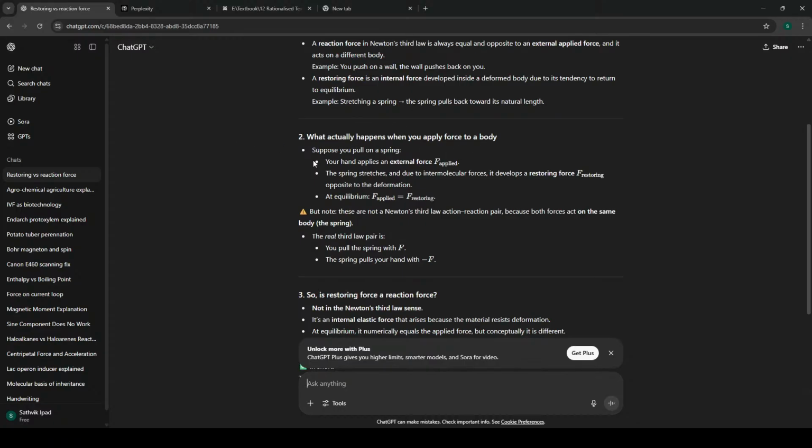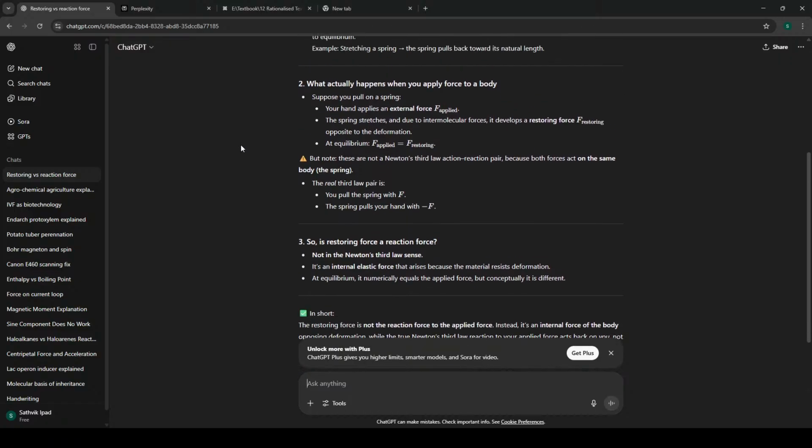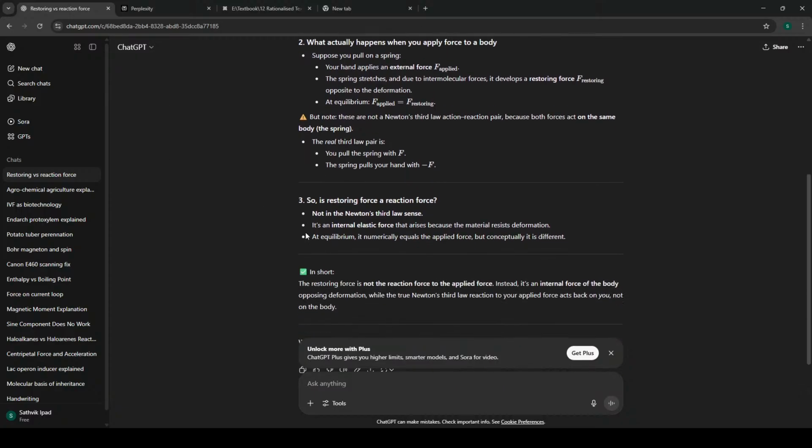What actually happens when you apply force on a body? Suppose you pull a spring, your hand applies an external force F, and the spring stretches due to that force, and due to intermolecular forces, it develops a restoring force. These are not Newton's third law action-reaction pair because the forces act on the same body, the spring.